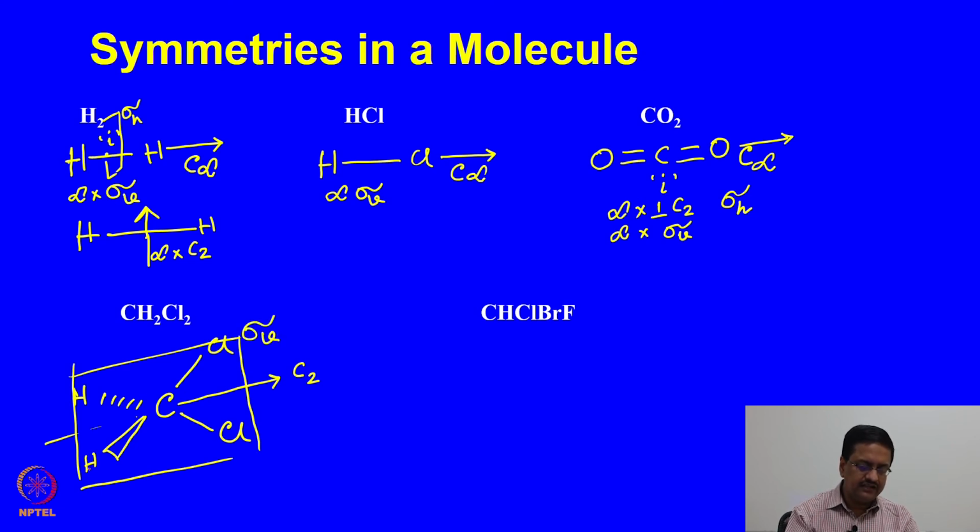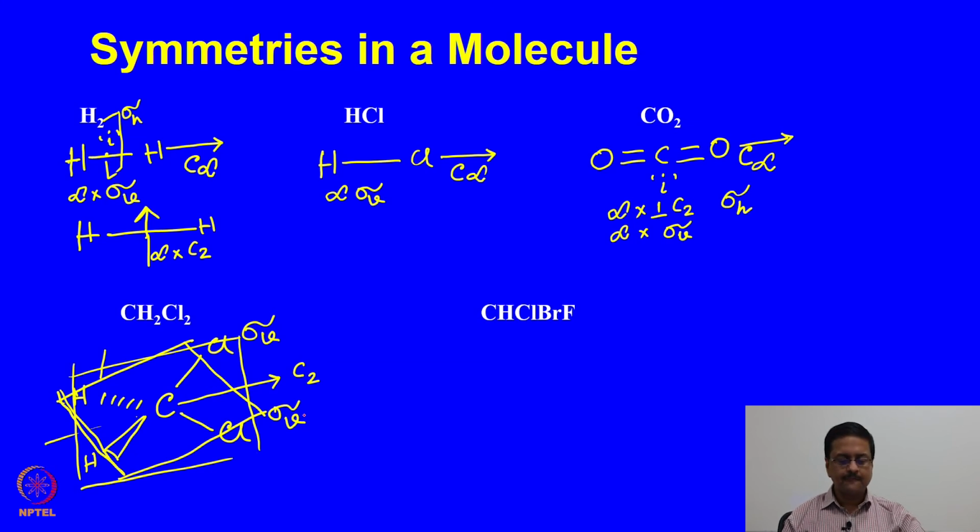bisecting the HCH angle, and another plane which contains the HCH angle but bisects the ClCCl angle as another sigma v. So, dichloromethane is again, by symmetry, exactly the same as the water molecule. Both of them have the same set of symmetry elements.